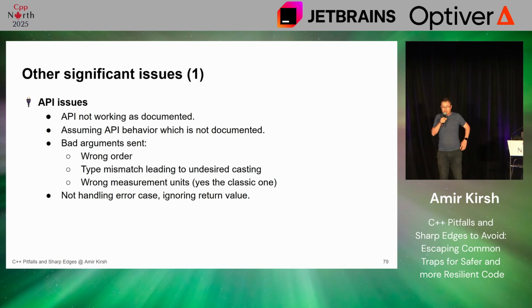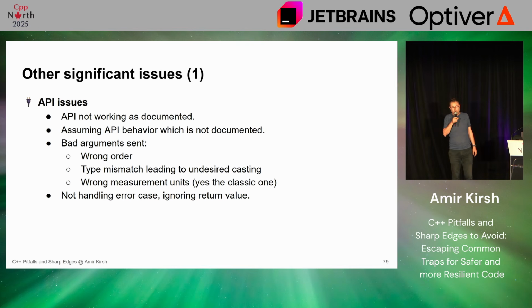API, assuming API behavior which is not documented. In some cases, we say, this is how it works. Okay, where is it written? Oh, there isn't any documentation. There was a discussion, this is how it works. But then it may change. I cannot rely on something which is not documented. I can go to the actual function and see it is implemented like that. But again, when we get the new version, if it is not documented, then it may change. Don't rely on anything which is not part of the documented behavior.